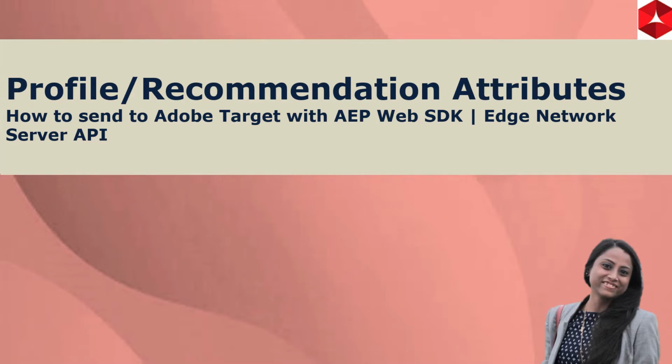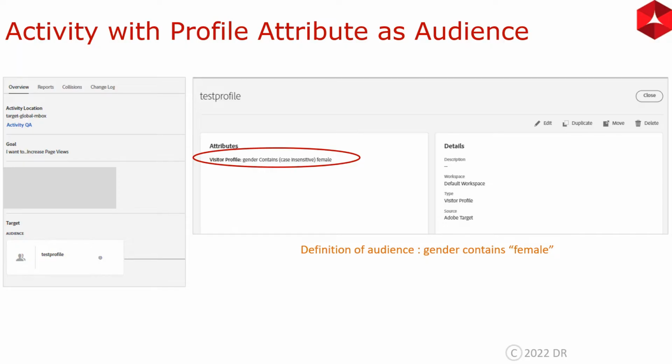Today's topic is profile or recommendation attributes, and how to send these attributes to Adobe Target with AEP Web SDK or Edge Network Server API. So let's get started. As you can see, this is an activity with a profile attribute as the audience. The test profile is the audience and the definition is also there. The definition is very simple: gender contains female. And mind you, this is the visitor profile. So that's how it is. Very simple.